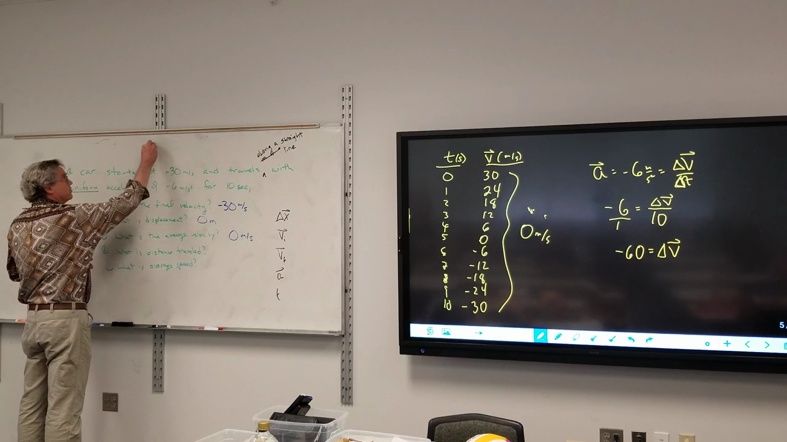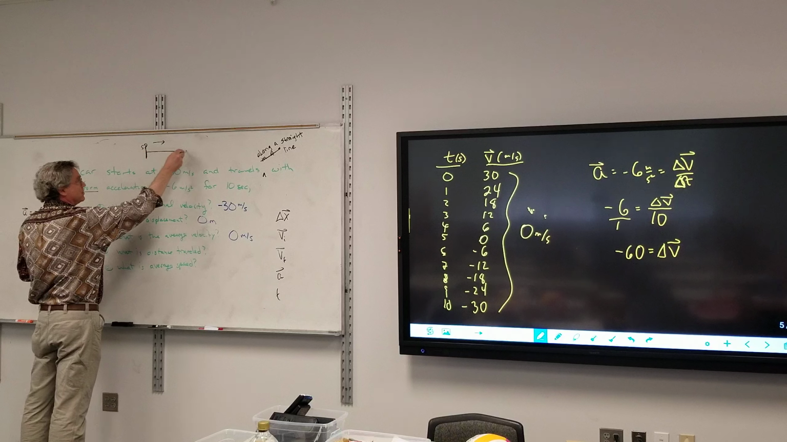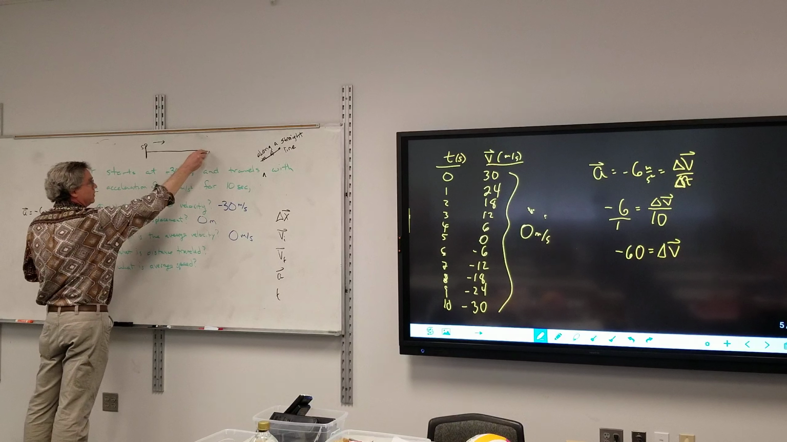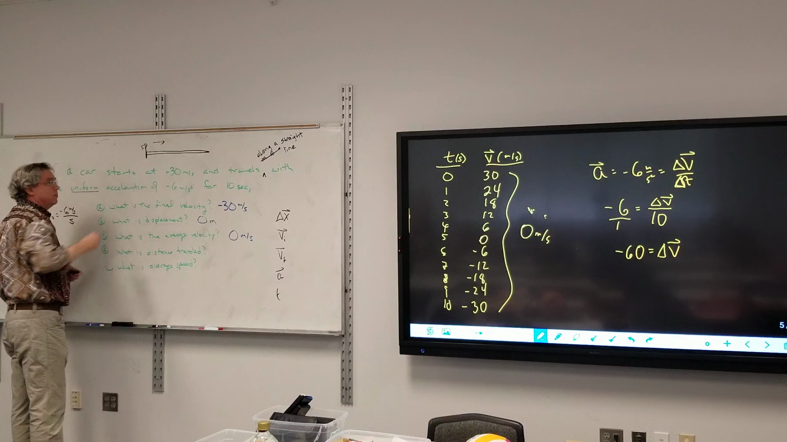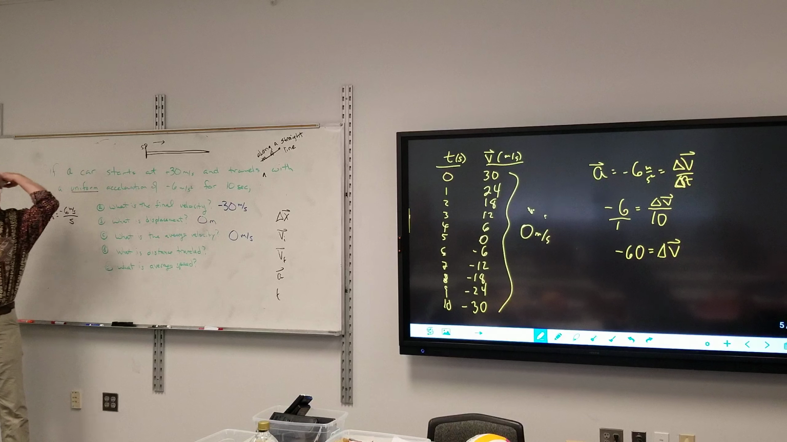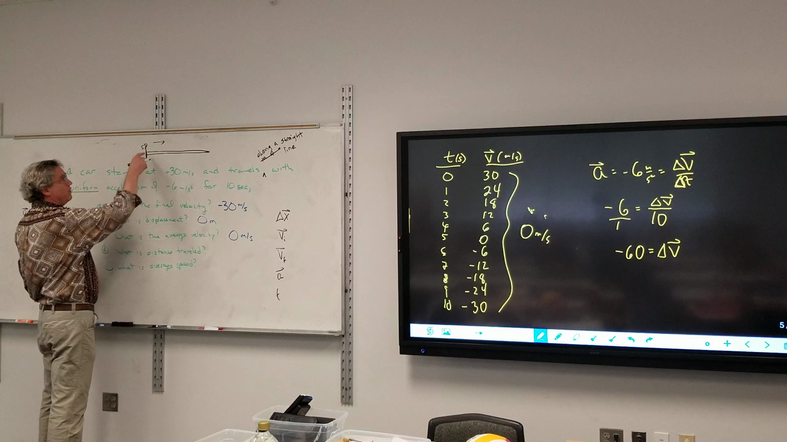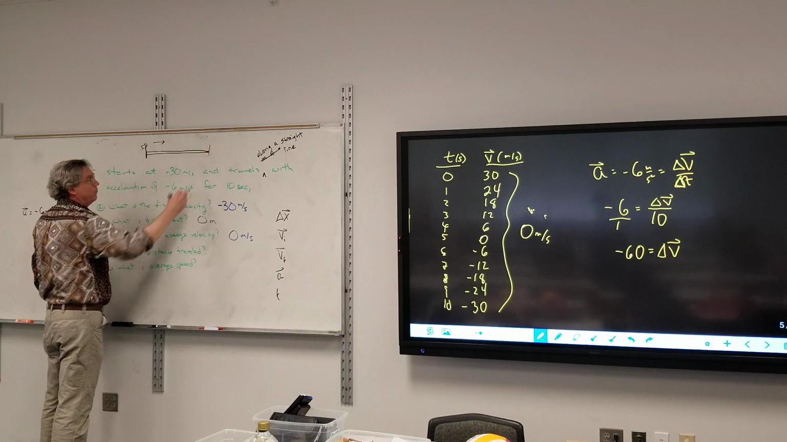if I assume that positive direction is this way, I have a starting point here, I travel a certain distance, I'm slowing down, and then I turn around and I come back and I end up back up here. So the distance traveled is how far that way plus how far this way. We're dealing with scalars here, there's no negative distance. So the question is, how far do I travel to here?